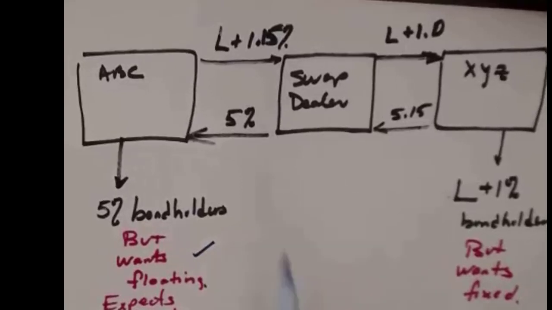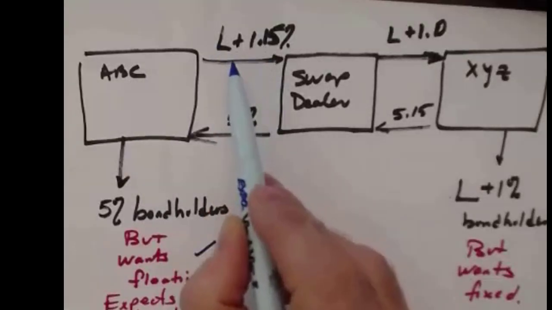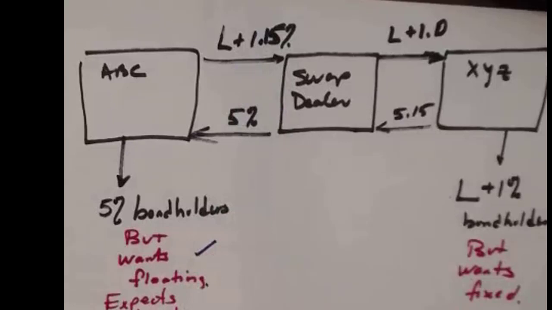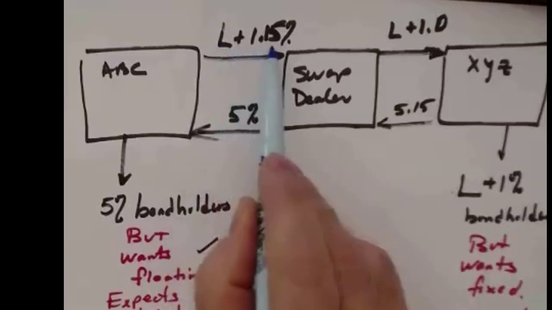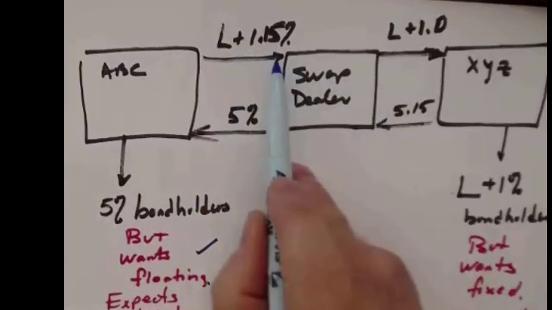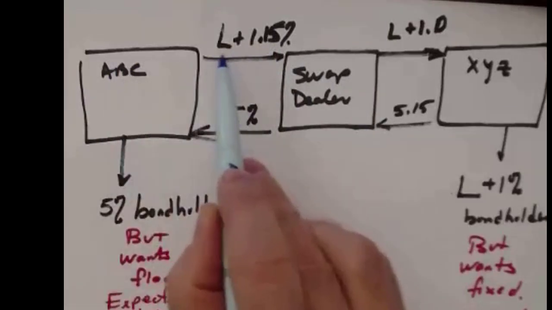Okay? Because remember, these guys think interest rates are going to fall, and if Libor falls over the life of this swap, and by the way, the life of a swap is called a tenor, T-E-N-O-R, tenor. So over the tenor of this swap, when rates start to fall, this L falls, and so the net effect is these guys are only paying a low rate.